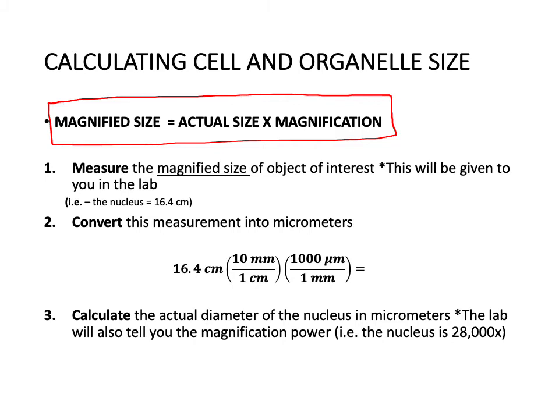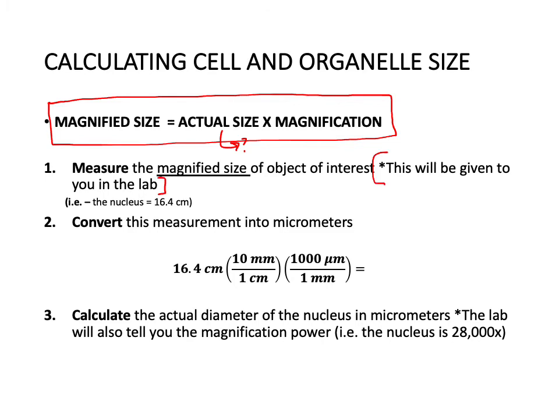So let's look at how we can actually manipulate this to figure out what the actual size is. A lot of these questions are going to be using magnified size and magnification to figure out the actual size. So first off, we have to start by measuring our object, and we're going to be measuring specifically the magnified size of our object of interest. This is going to be given to you in the lab.